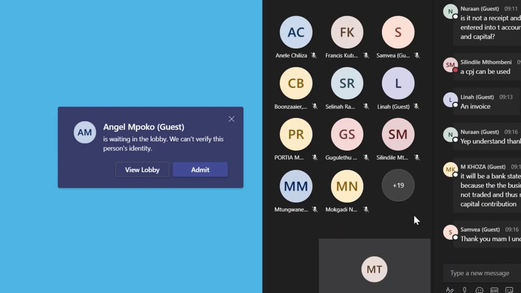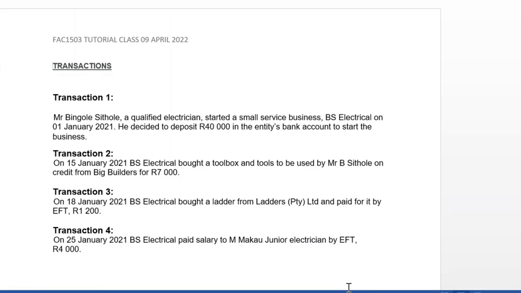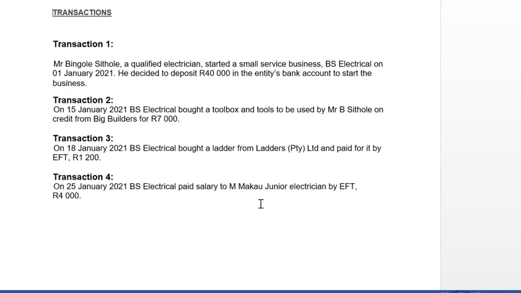So let's move on to transaction number two. Transaction number two is on the 15th of January 2021, BS Electrical bought toolbox and tools to be used by Mr. B. Sithole on credit from Big Builders for 7,000. So for transaction two, please, I'm going to pick anyone, just guess, what will be the source document for this transaction? What will you be using to record in your books this transaction?